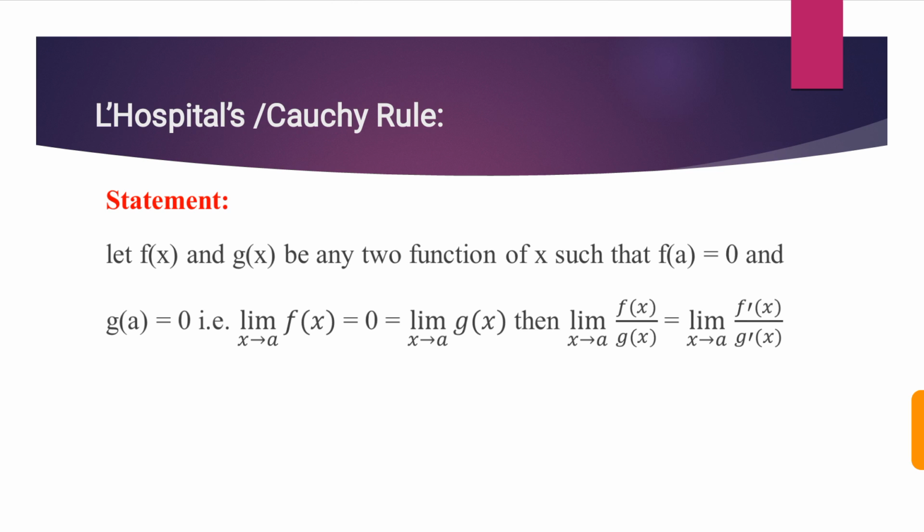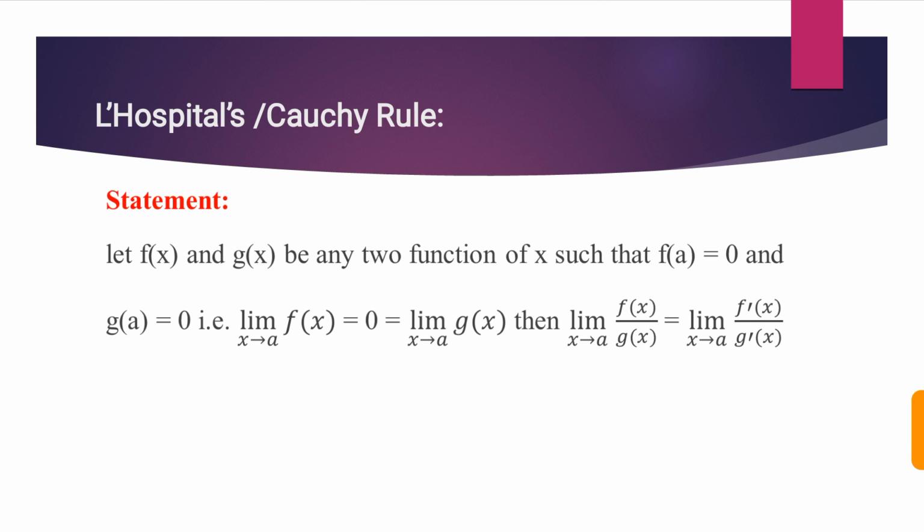Let f of x and g of x be any functions of x such that f of a is equal to 0 and g of a is equal to 0, that is, limit x tends to a f of x is equal to 0 and limit x tends to a g of x is also equal to 0. Then limit x tends to a f of x upon g of x is equal to limit x tends to a f dash of x upon g dash of x. This is called L'Hospital's rule.